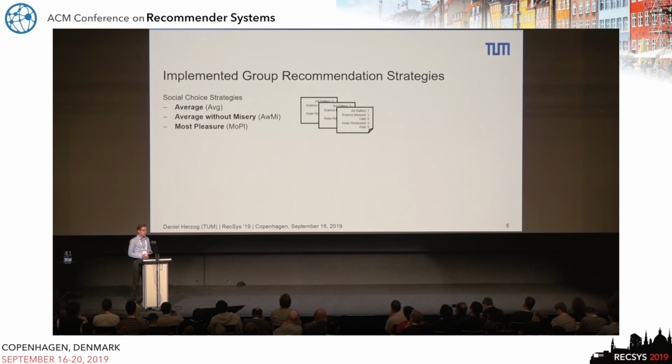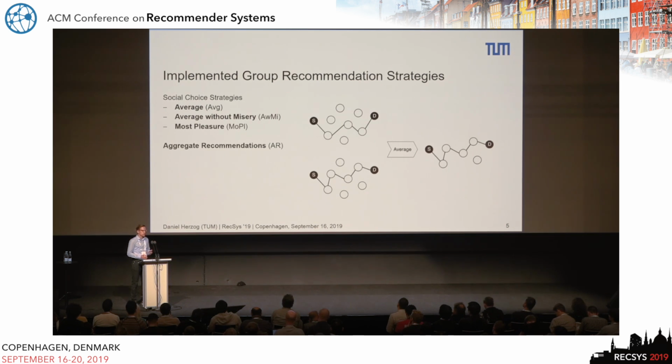The social choice strategies we use to aggregate user profiles in this study are average, without misery, and most pleasure. Those are three famous strategies that have been proven to work quite well in similar scenarios. Nevertheless, they've never been tested in the tourist trip scenario, so that's where we implemented them in this study.